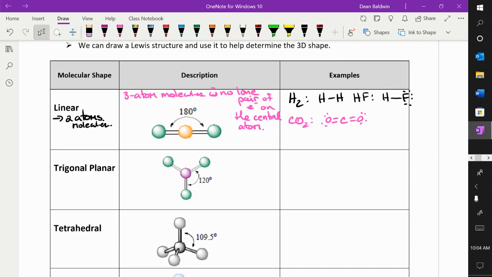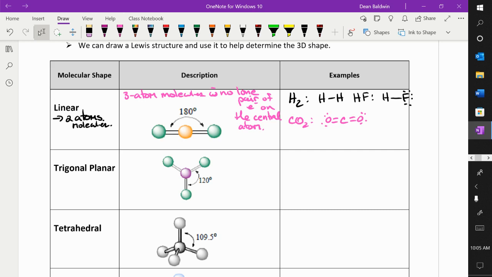All right, so anything with two atoms is linear. Anything with three atoms and no lone pair of electrons on the central atom. So anything with like carbon in the center basically is going to be linear if it's got two atoms attached to it. All right, the next one is trigonal planar. Did we have any of those in there?